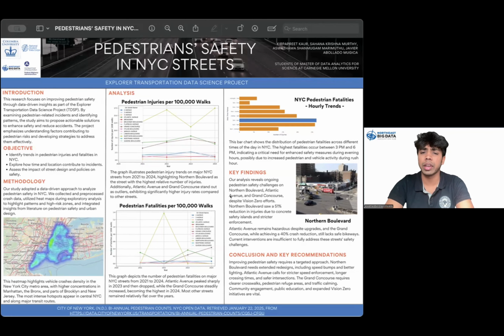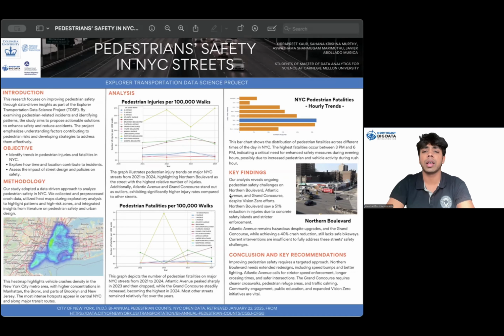Diving deeper into the hourly trends, we found the pedestrian fatalities are highest between 3 p.m. to 6 p.m., likely due to the rush hour traffic. This highlights the urgent need to enhance safety measures such as better lighting, longer crossing times, and stricter speed enforcement during crucial hours. The reduction in injuries and fatalities in some areas sparked our curiosity, leading us to conduct further background research across various news forums and blogs to understand the impacts of safety measures.